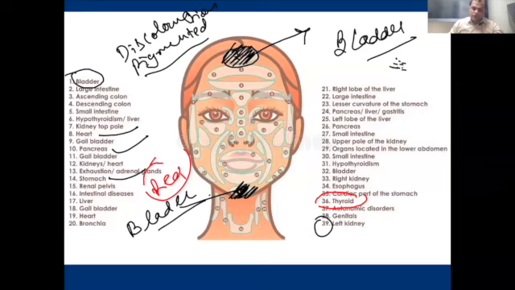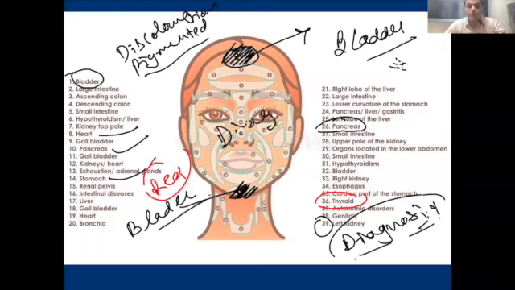We can see nowadays there is a very common problem. That problem is diabetes, which is connected to the pancreas. So if the 26 number point is disturbed, then we can find out, oh, this person has some problem connected with the pancreas. In this way, we can do the diagnosis. We can do the diagnosis by just looking at the face, which is the most important part. The patient will be very much impressed.